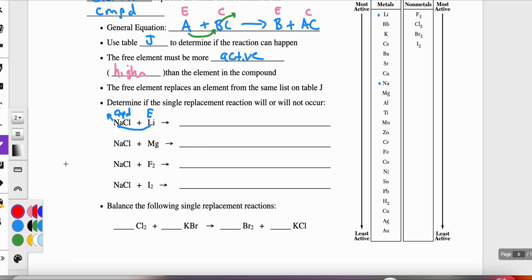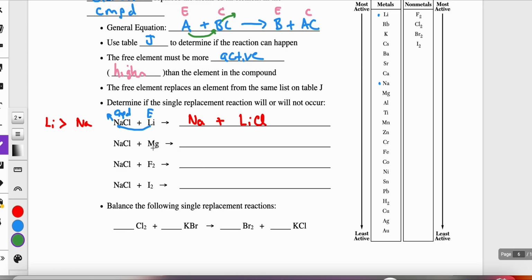So what you have to think about is, how does Li's activity compare to Na? Li is higher on the list than Na, so Li, lithium, has a greater activity than Na. So the reaction happens. Lithium will kick sodium out of the compound, so our new free element will become sodium, and the new compound will now be made up of lithium and chlorine, so LiCl, lithium chloride.